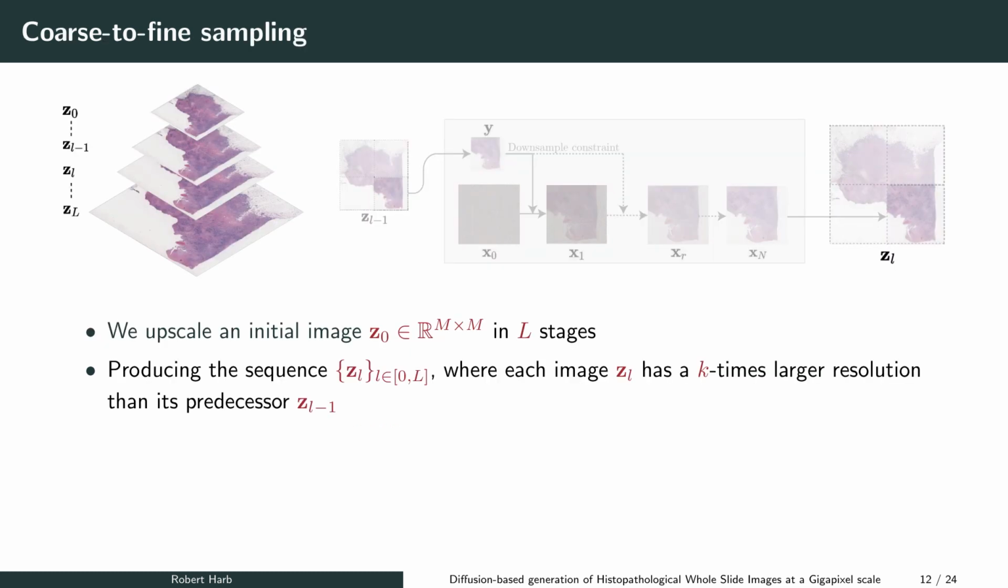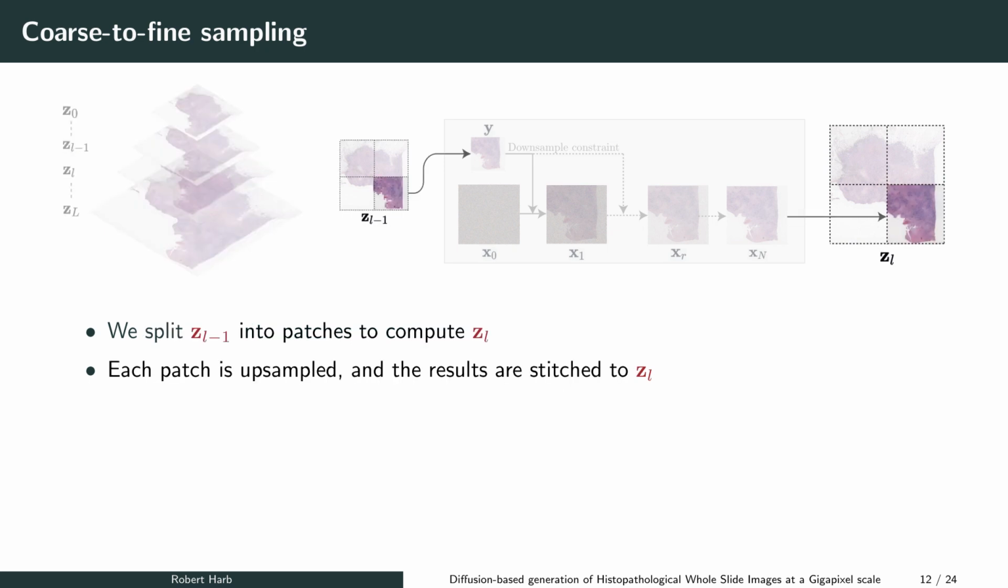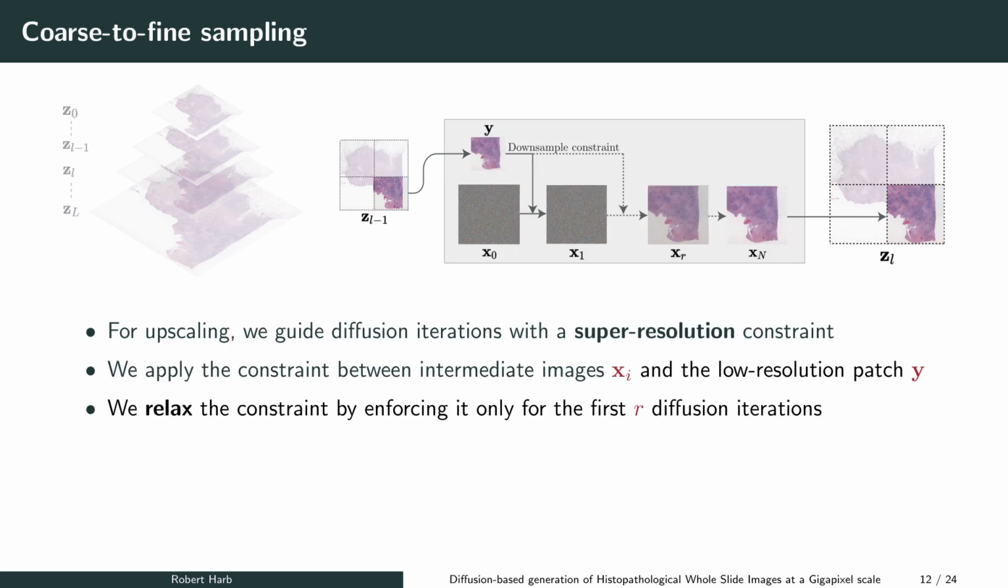After training our model, we then use our coarse-to-fine sampling scheme to generate high-resolution WSIs. In this scheme, we start from an initial low-resolution image and then sequentially upscale it in L steps. In each of these steps, the image from the previous step is split into patches that have the resolution of our model. Each of these patches is upsampled and the result is given by stitching the upsampled patches back together. To implement this upscaling, we guide the diffusion process with a super-resolution constraint, which is applied between the intermediate noisy images of the diffusion and the low-resolution patch from the previous image.